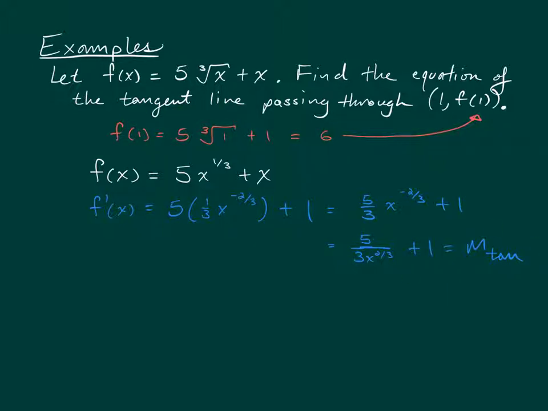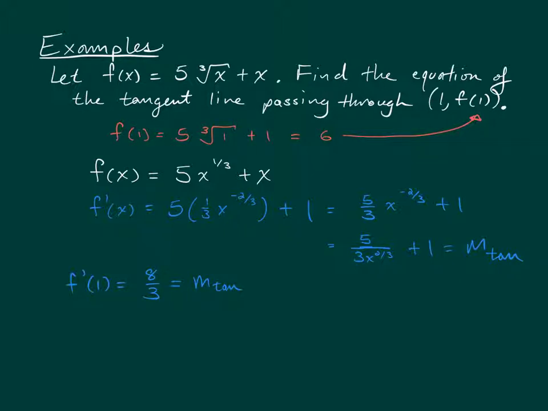So if we figure out what f prime of 1 is, that will actually give us 8/3. So this is the slope of the tangent line here. You can double check that for yourself. If you substitute 1 in here, you'll get 5/3 plus 1 is 8/3.